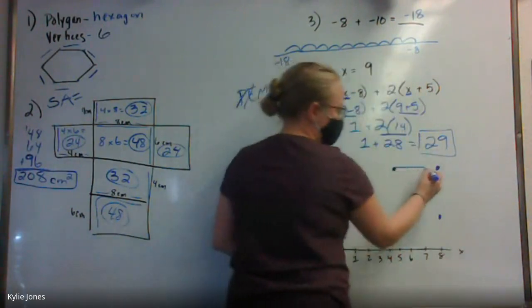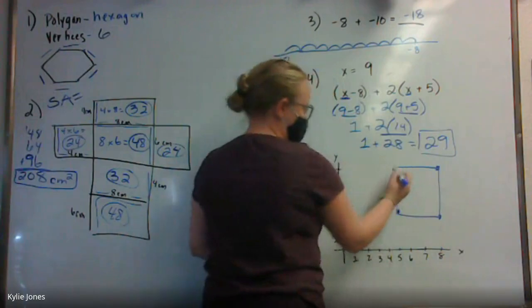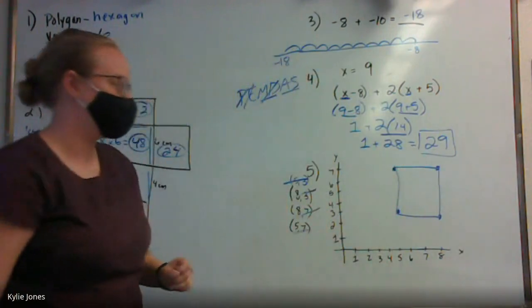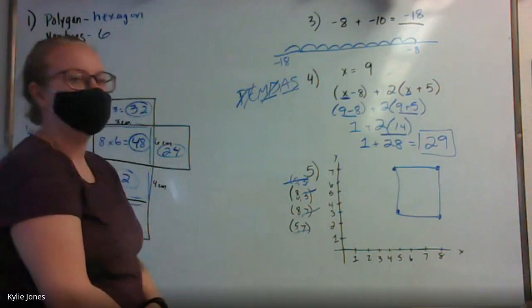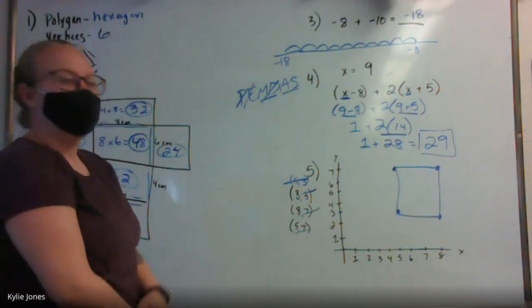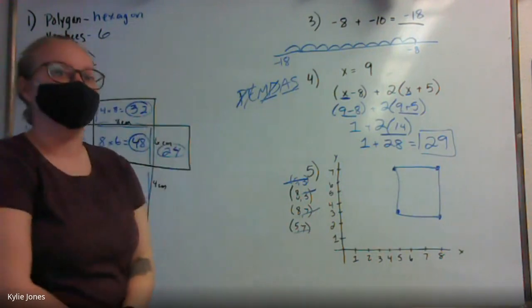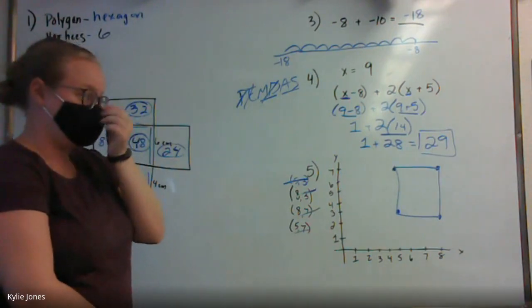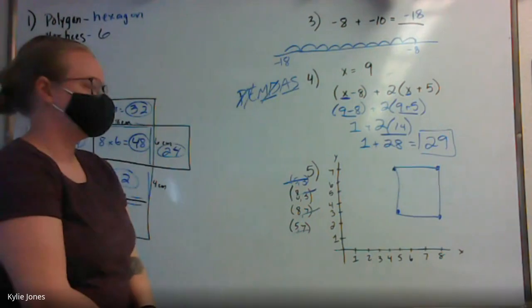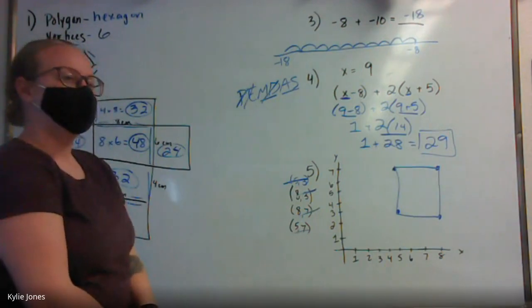And then we're going to connect the lines. And we need to decide what type of polygon this is. A square. Why do you say square? It has 4 sides, but so does a rectangle. So how do I know the difference between a square and a rectangle? Well, a rectangle is longer, and it has 2 parallel lines.